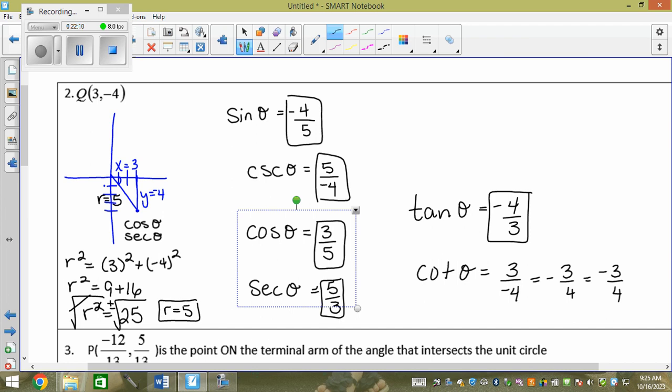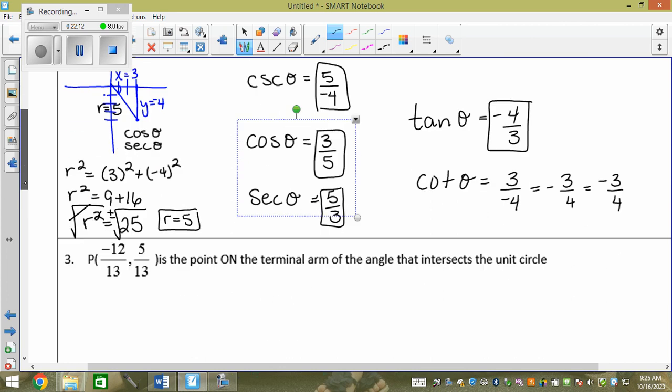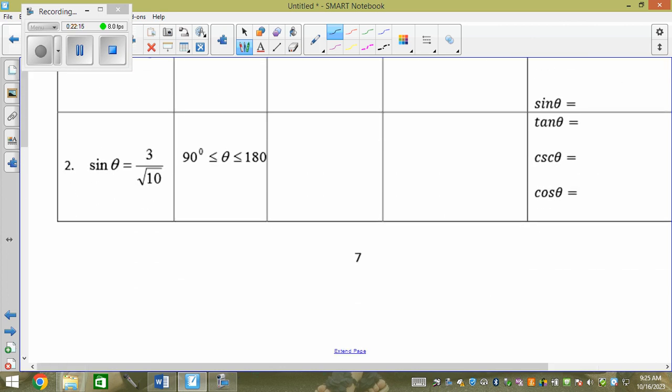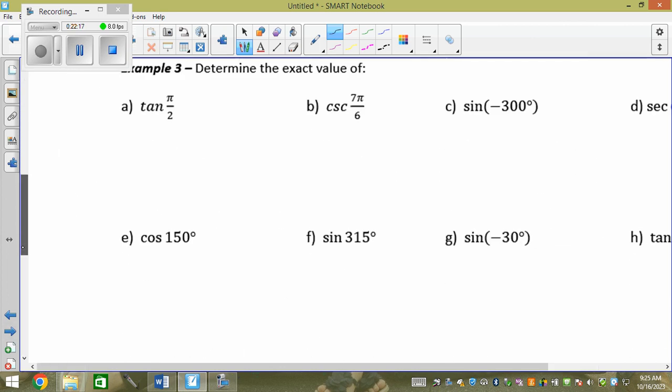Okay, so we're going to bypass some stuff here. We're going to go past you. We don't want to see you right now. You're going to overwhelm us. We're going to go here.